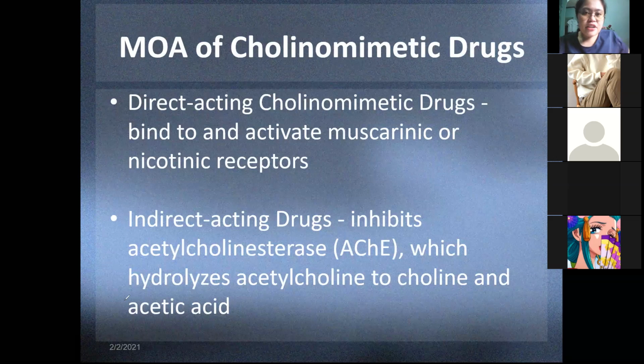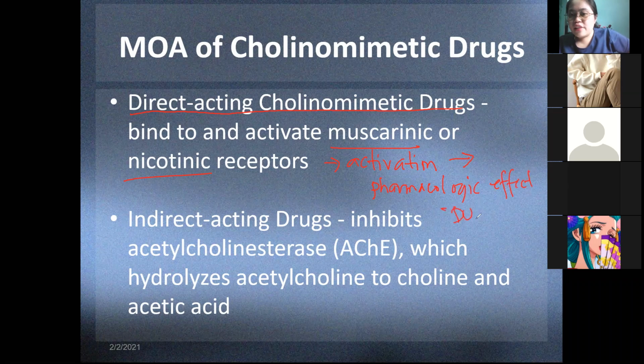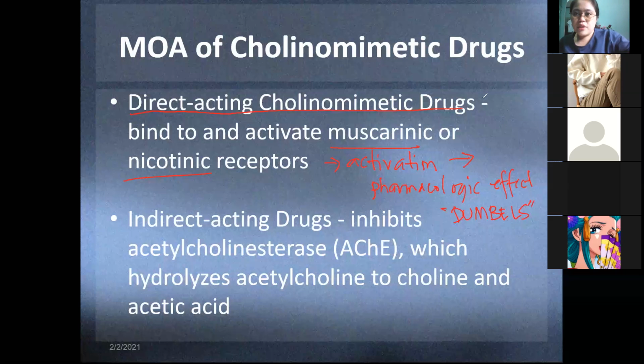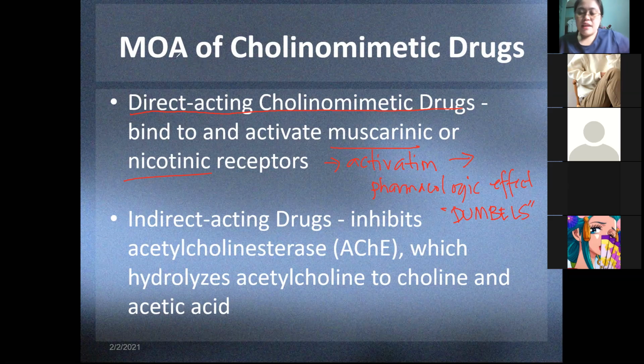The first mechanism of action is mao ni sila ang ginatawag natog direct acting cholinomimetic drugs. Nganong gitawag sila direct acting? Kasi directly they will bind to the muscarinic and nicotinic receptors. And then once they bind to these receptors, they will cause activation of these receptors, and then after activation, there will be pharmacological or pharmacologic effect. And the pharmacologic effect again is called dumbbells kay cholinomimetic drugs man. Okay? So direct acting. Directly, they will bind to the receptors, muscarinic and nicotinic receptors, and mag-cause of activation of the receptors and then pharmacologic effect.